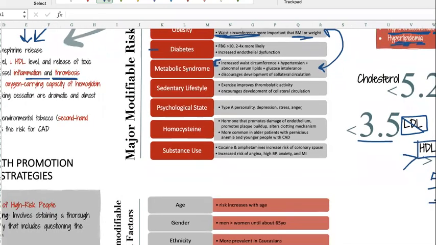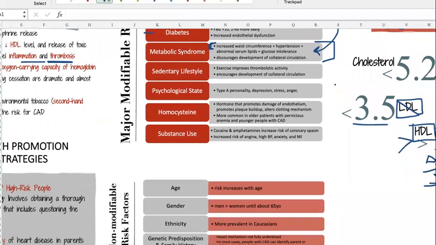And I find sometimes there's these little tiny portions of your study notes and it'll be 4 questions on the exam. So it's just a really good thing to understand. Sedentary lifestyle, we know that increases the risk for thrombosis because exercise improves blood flow and improves thrombolytic activity, and encourages the development of collateral circulation.